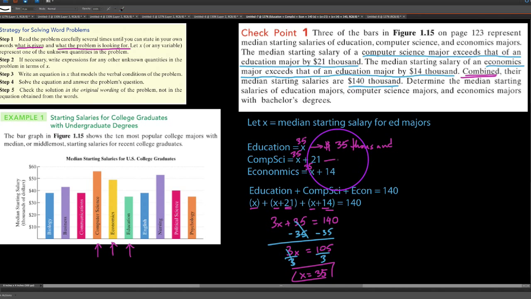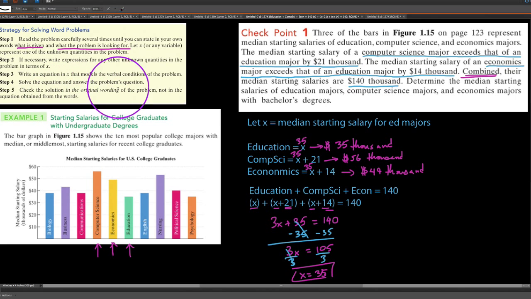So we'd say that computer science, since they make 21,000 more median per year, would be 56. So we'd say this is 56 in thousands. Okay, and then we say 35 plus 14 would be 49 for our econ graduates. So 49,000.